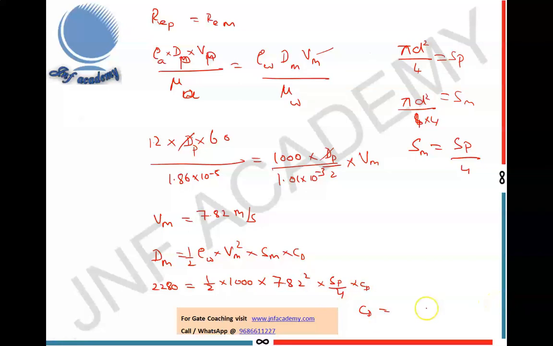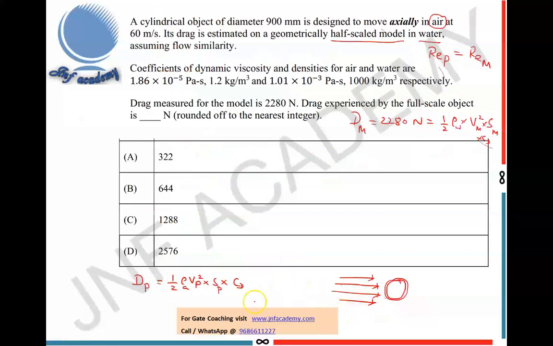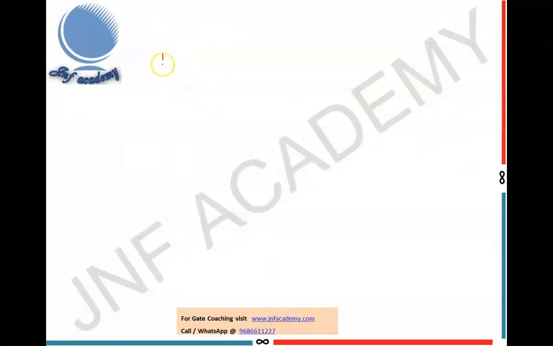Okay. So if you cancel everything, what will happen? This will become 500, and this 4 will be there, 7.82 the whole square, and all those things. If you do all those things, finally you'll get the value of the CD. Now you go and substitute the value of CD in the dP, because that's what is asked in the question, right? dP. So what is dP?